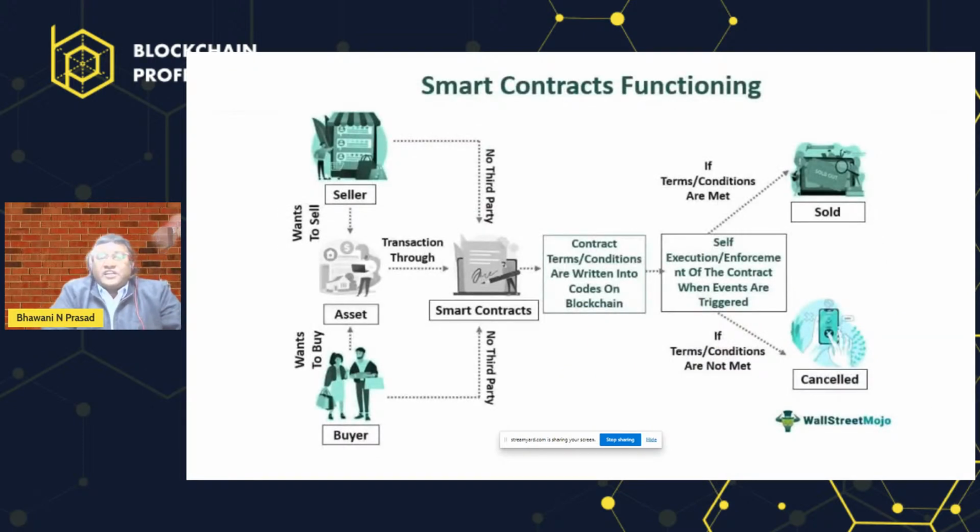A smart contract functioning example: there are two persons, one a buyer and another a seller, and there is an asset which will be sold. Here the seller creates a smart contract for the transaction rules, protocol based, and there is no third party. This smart contract is coded in the blockchain, with self-execution and enforcement of the contract when events are triggered. If the terms and conditions are met by a buyer, it is sold. If the terms and conditions are not met, it stays cancelled for that party.